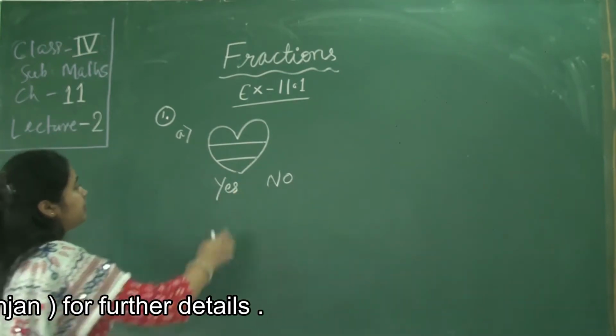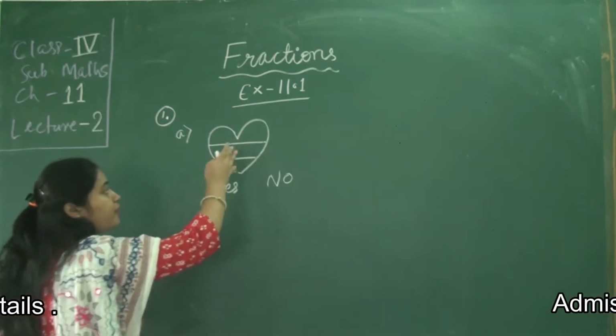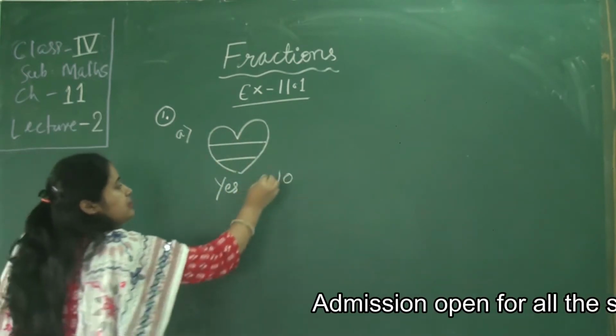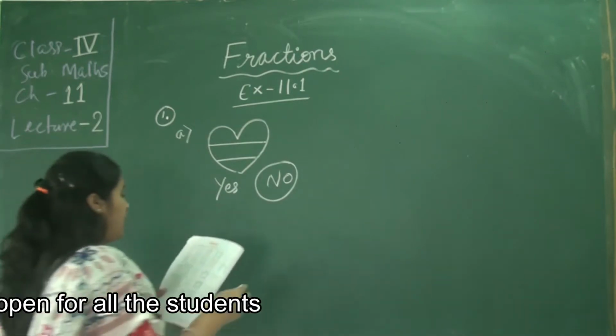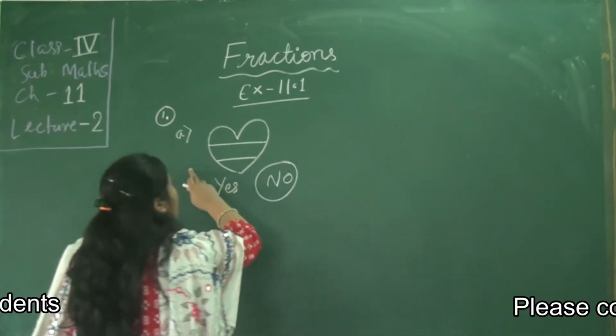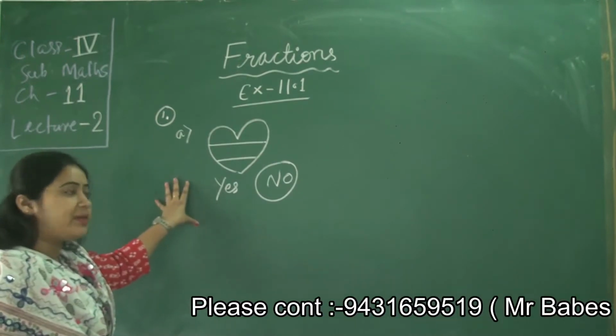Here, if it is divided like this, none of the parts are equal, so we can circle no, because all the parts are unequal. Now in the same way you will solve the rest of the questions of question number 1.